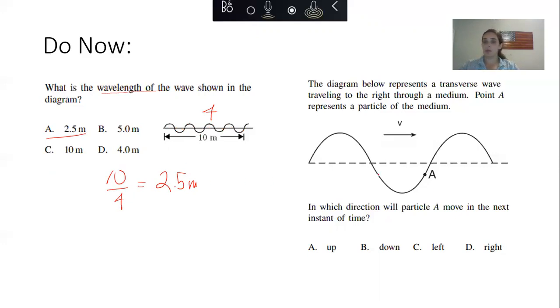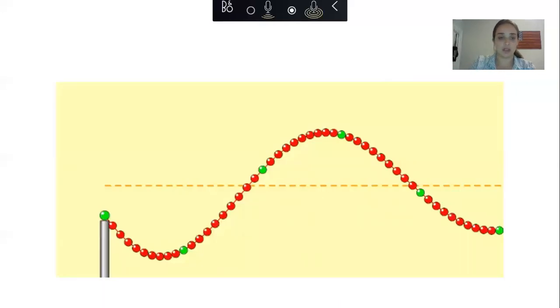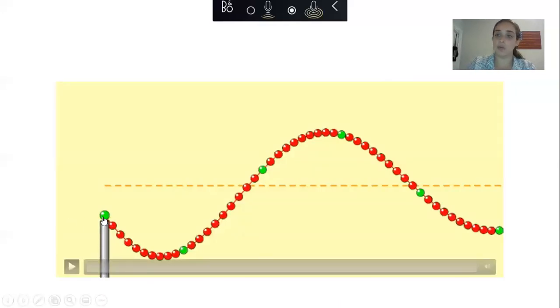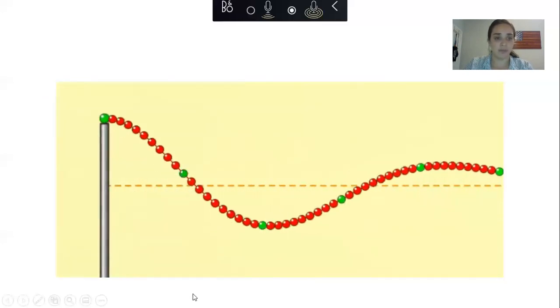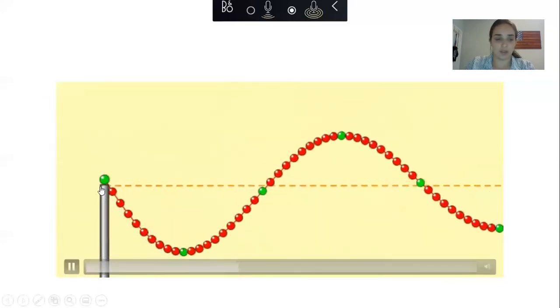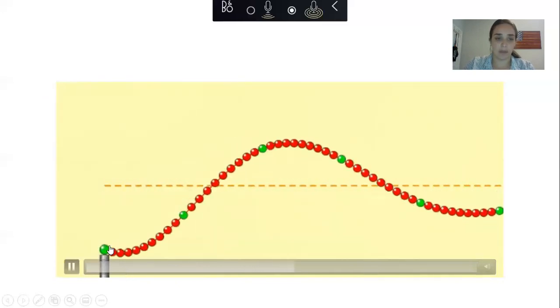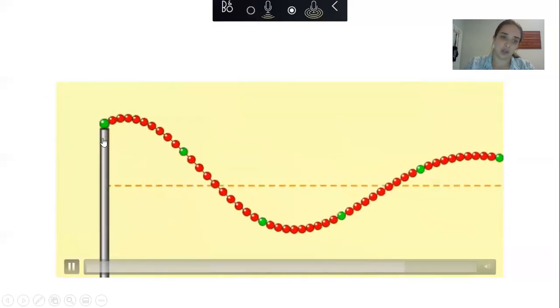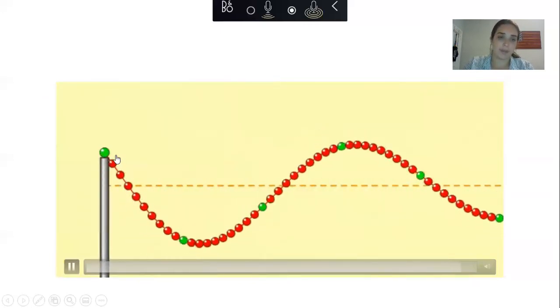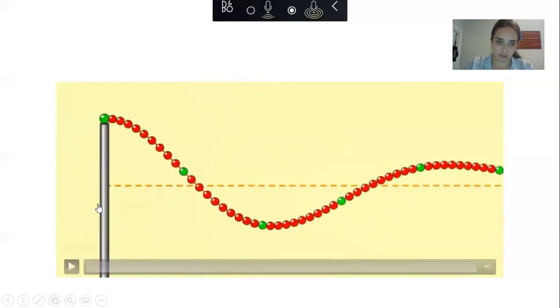Now to solve this problem here, before we go into the details, I actually want to show you a video that will help us better understand the movement of this particle. While I'm playing this, keep note of the motion of this green dot. As we see, as the peg goes up and down, our wave is being created. As the peg goes up, we're going from the trough to a crest. And then once it reaches the crest, it starts moving back down again.